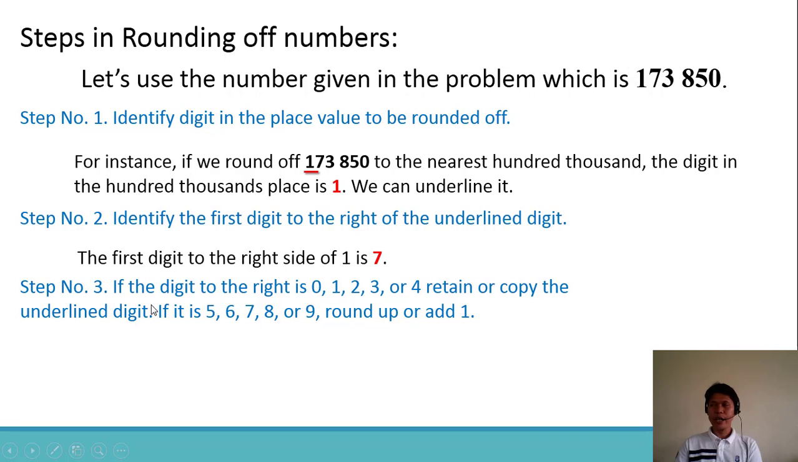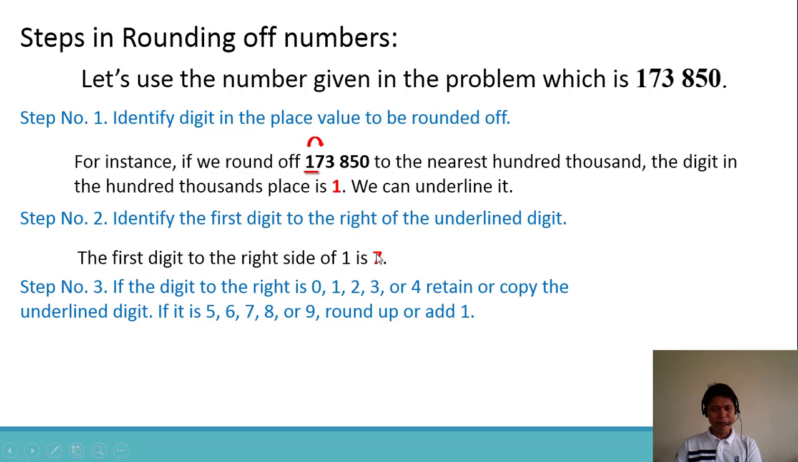Next, step number 3. If the digit to the right is 0, 1, 2, 3, or 4, retain or copy the underlined digit. Okay? If it is 5, 6, 7, 8, or 9, round up or add 1 to the underlined digit. So what do you mean by that? This is the underlined digit, and the digit to the right of this one is 7. And it is stated here in the rule, if it is 0, 1, 2, 3, 4, or in other words, less than 5, we are going to retain or copy this underlined digit, which is 1.